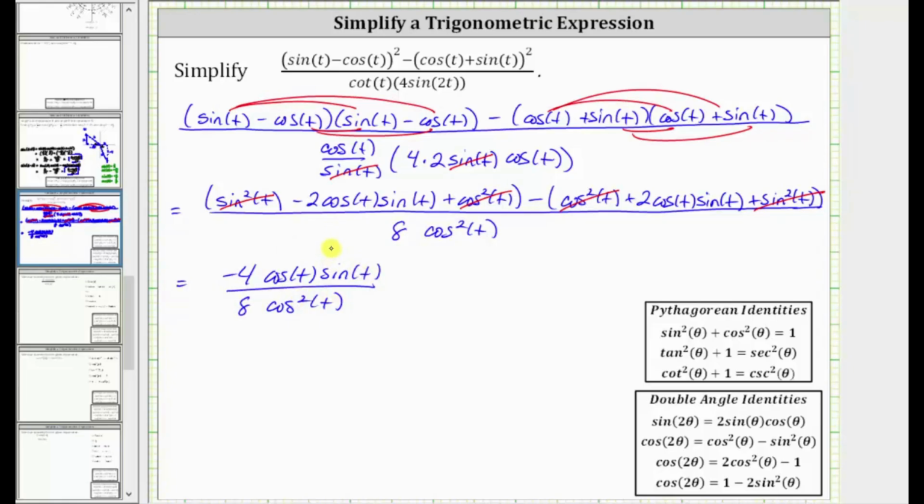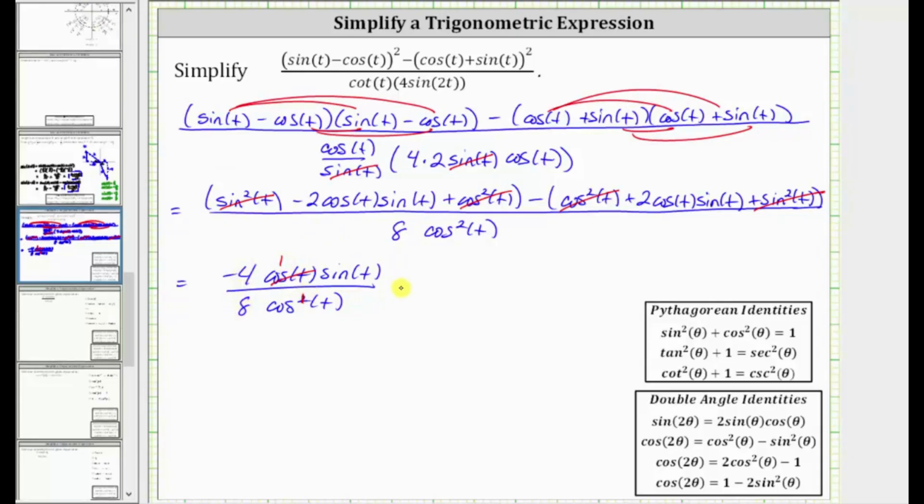Notice how there's a common factor of cosine between the numerator and denominator, and therefore this cosine t simplifies to 1, and the cosine squared t simplifies to 1 factor of cosine. And we know negative 4/8 simplifies to negative 1/2. This is equal to negative 1/2, and then we have sine t divided by cosine t, which is equal to tangent t. The given expression simplifies to negative 1/2 tangent t. I hope you found this helpful.